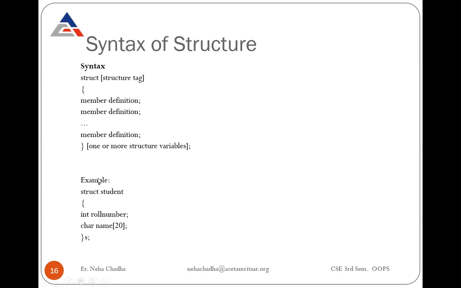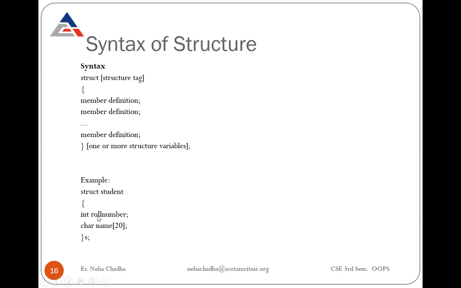As the example is given in front of you, the struct structure tag, that is, the structure name, is student. You are using two variables here. One is roll number, the other is name. Roll number is of integer type, name is of string type.